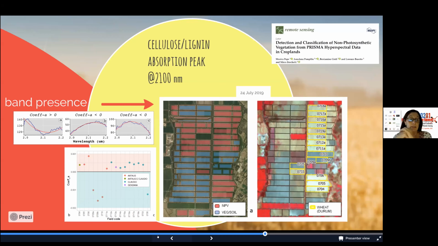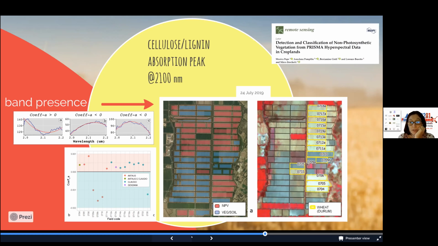And we made it just with a quadratic approximation, in which if the coefficient A of the approximation is positive, so there is the band, there is the absorption peak, and so it is classified as NPV. Otherwise, it is vegetation or soil. We use the crop map of the farm and also our measurements on the ground as a ground truth.